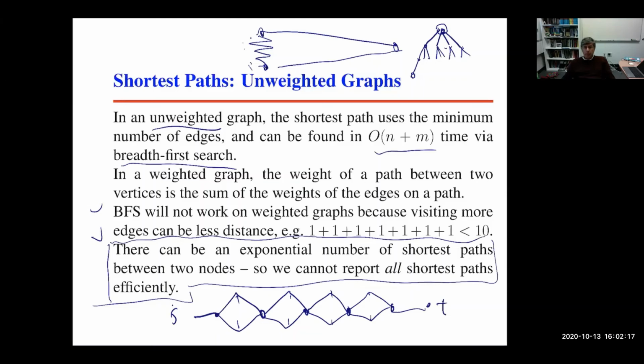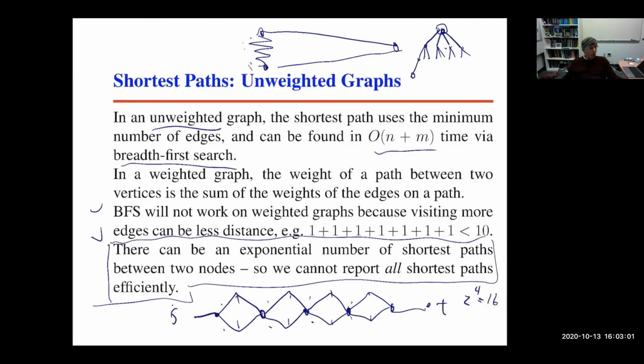Does anybody have an idea? 2 to the power of 4, which is 16. Why is that? At any place I can go up or down. When I get here, up or down, up or down, up or down. I have 4 binary decisions, right? 2 to the 4th different paths. In general, if you say, give me all the shortest paths, you might be waiting forever to see them printed out on the screen, right? So we want an algorithm that finds a shortest path, not all the shortest paths. Any questions about that? Is that convincing?